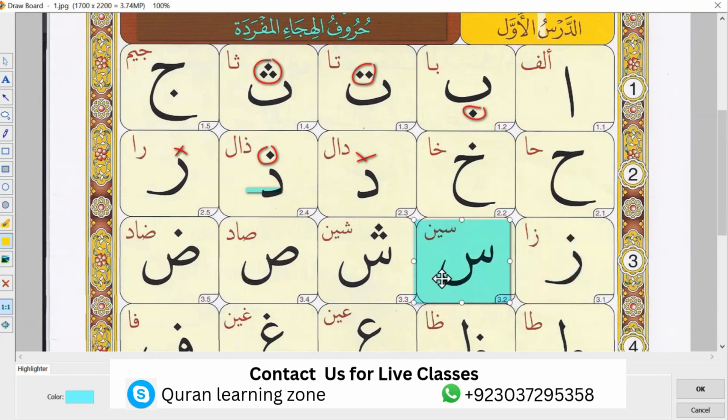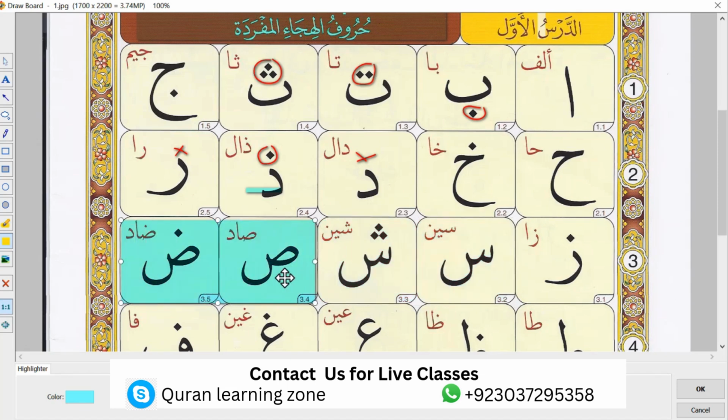Okay. And the next one is here, seen, sheen. These two letters have the same shape but there is a difference between them. Seen has no dot on the top and sheen has three dots on the top. There is the difference between them. And these two letters you make longer, 2 to 3 seconds.